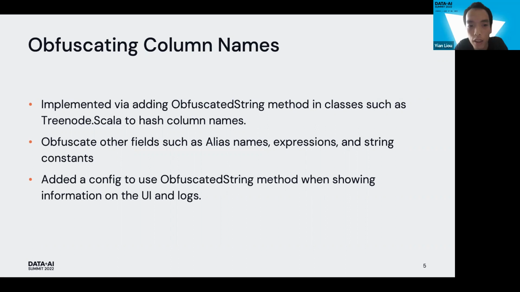Finally, we added a config to be able to switch on and off between having the obfuscated string show or the unobfuscated string show. One reason that we've done this is because while using the obfuscated string method, we noticed that it's hard to decipher the Spark plans while debugging because the column names are hashed.